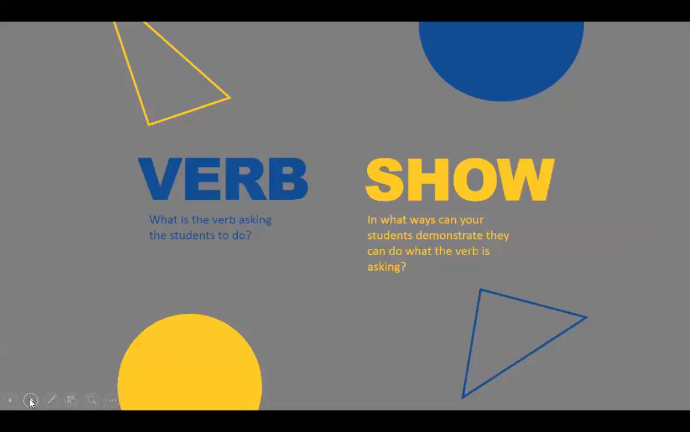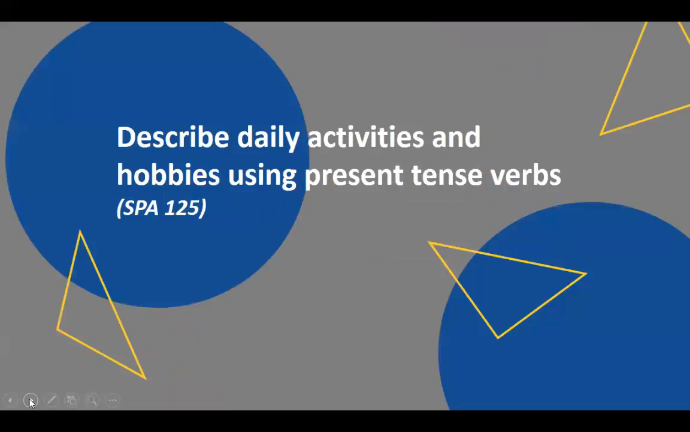The verb is asking the students to do something. Discuss, determine, create, illustrate. The verb is what the students will show you. When they do it, they demonstrate that they can do what that verb is asking them to. So here we go. Describe daily activities and hobbies using present tense verbs.